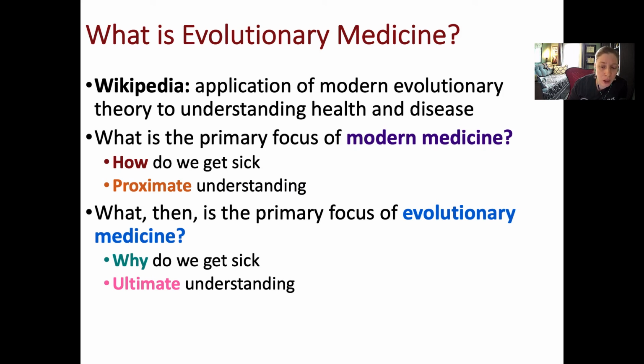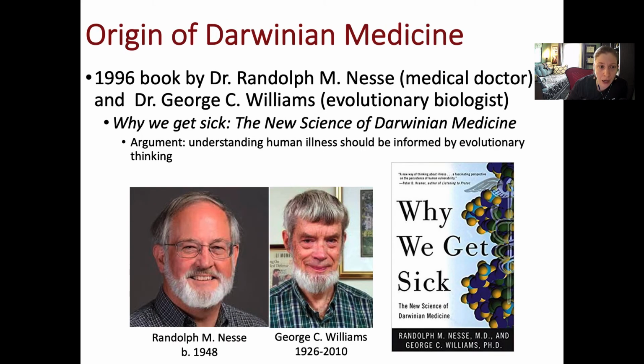And so the field of evolutionary medicine was founded by Randy Nesse and George Williams. In 1996, they wrote this book, Why We Get Sick, which is, again, a popular science book, so it's pretty easy to read. And they lay out this field, this brand new field of applying evolution to medicine. And their main argument in the book is that understanding human illness should be informed by evolutionary thinking. And to demonstrate this, I'm going to give you an example from George Williams' research. So Randy Nesse is a medical doctor, and George Williams is an evolutionary biologist.